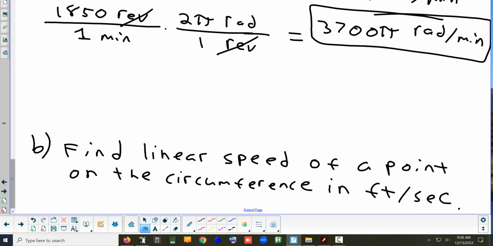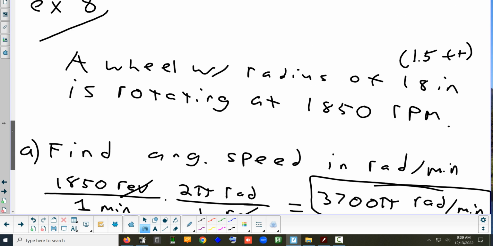Now part B. It says to convert the angular to linear. The way you could visualize angular to linear is imagine you had a tire on a machine spinning at 1,850 RPMs. And all of a sudden the tire came off the machine and hit the ground and instantly took off. How fast would the tire be going? That's basically what we're figuring out.